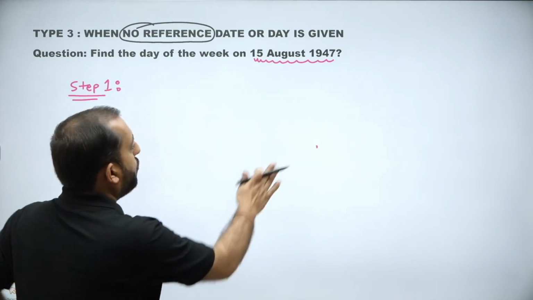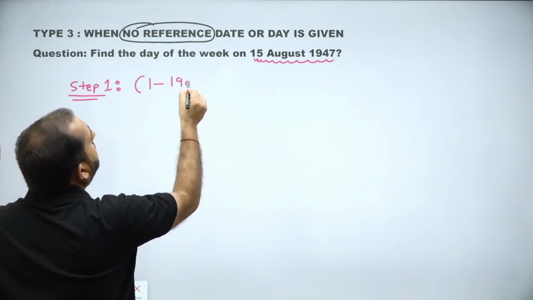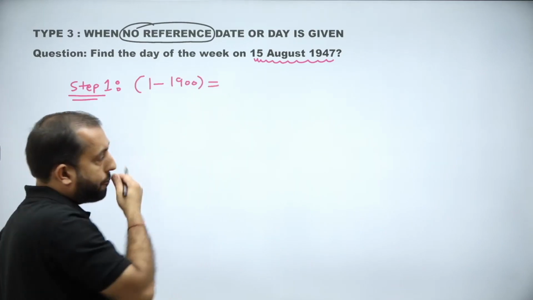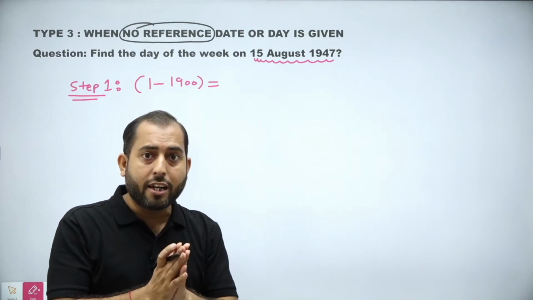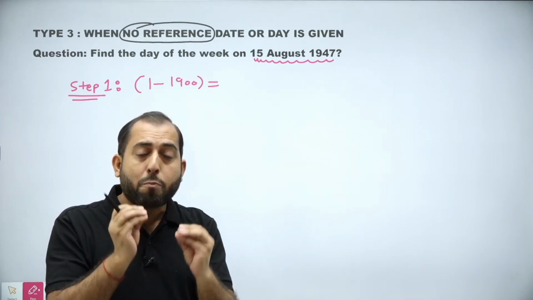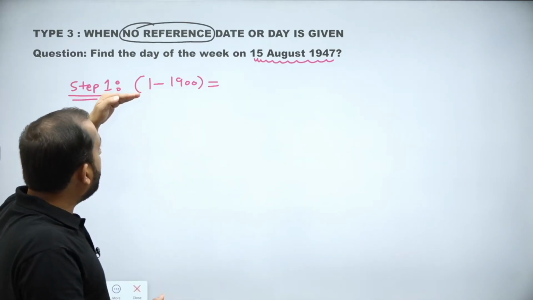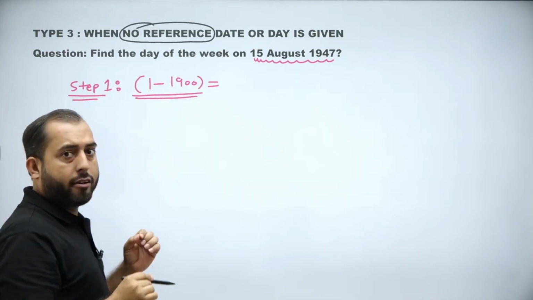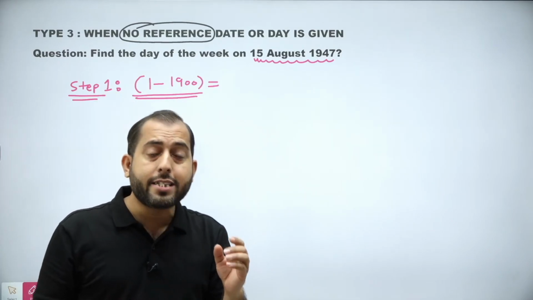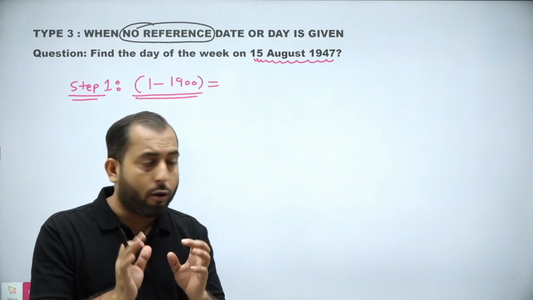From the beginning till this date, 1900 centuries are completed. I am emphasizing on this point. In step number 1, we will talk about centuries completed, and the number of odd days in these centuries completed before the given date. Kindly write it down.